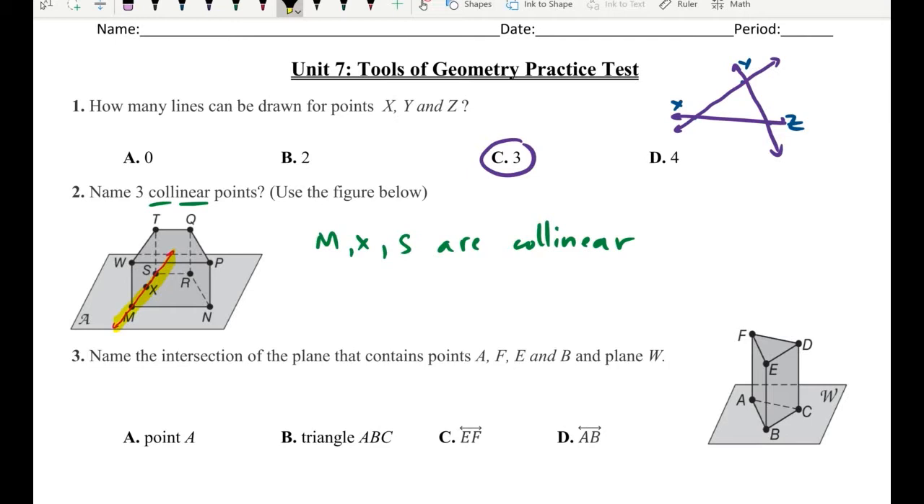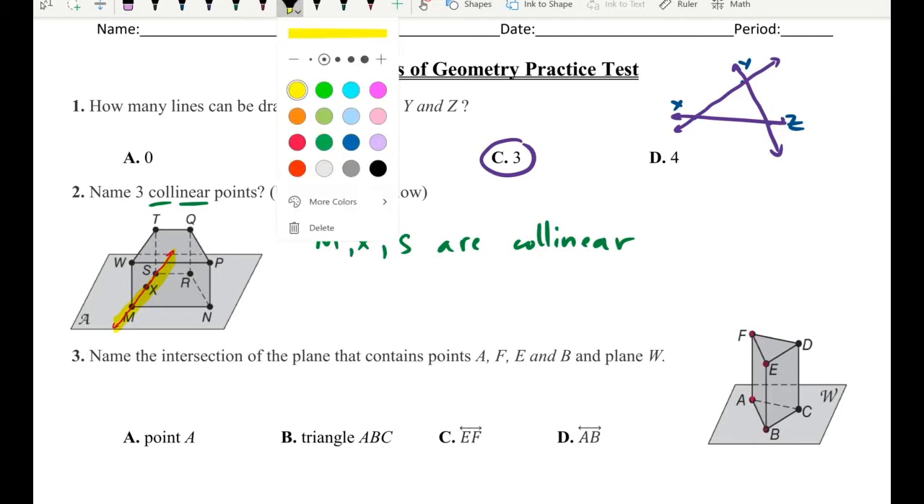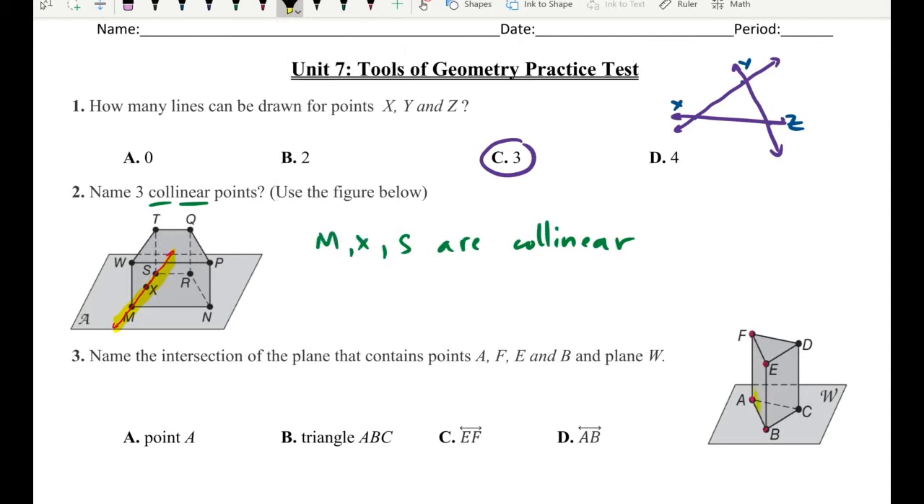Alright, number 3. Name the intersection of the plane that contains points A, F, E, and B, and plane W. By listing out those points, you can see the plane we're looking at is the yellow plane. And plane W is the base, the bottom. So where do they cross each other? Two planes cross each other as a line, and that is the line AB at the bottom. So the answer is D.